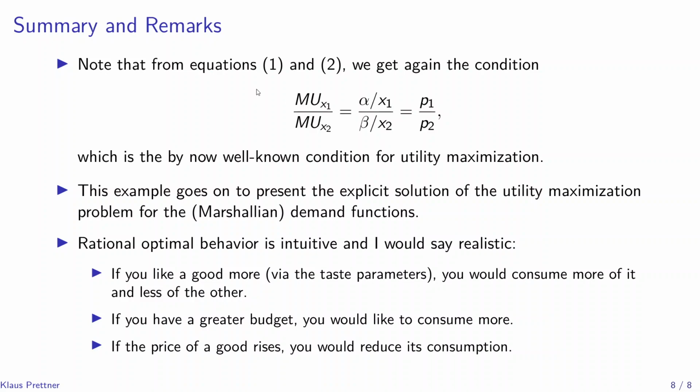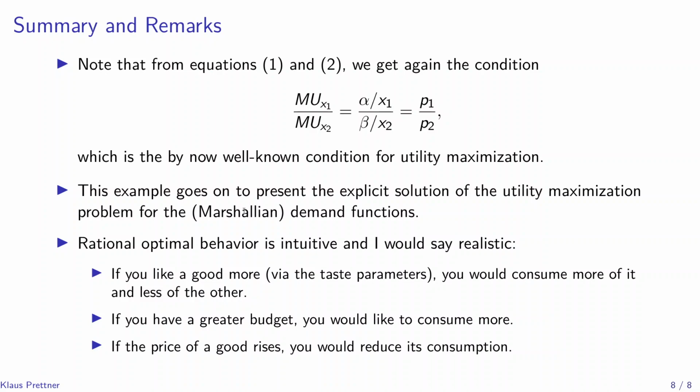Now, what we can also do is from equations 1 and 2, we can get again our condition that we had earlier, that the ratio of the marginal utilities must be equal to the price ratio. In our case, the ratio of the marginal utilities is alpha divided by x1 divided by beta divided by x2. So that condition needs to hold, and it's the well-known condition that we already have for utility maximization, that the marginal rate of substitution needs to be equal to the negative of the price ratio. So the rate at which the market allows us to exchange the two goods must be equal to the marginal rate of substitution that we have for the two goods at the point at which we choose to consume the two goods.